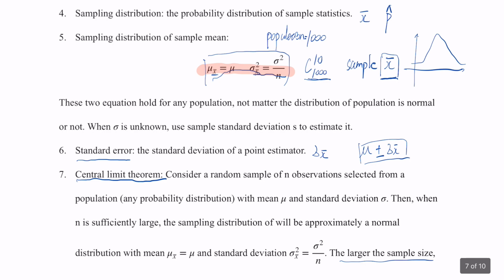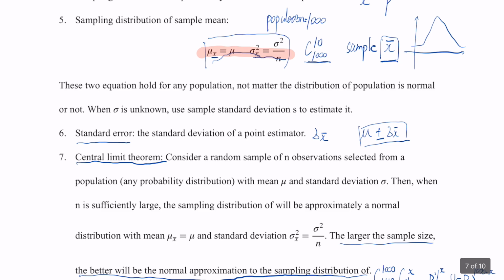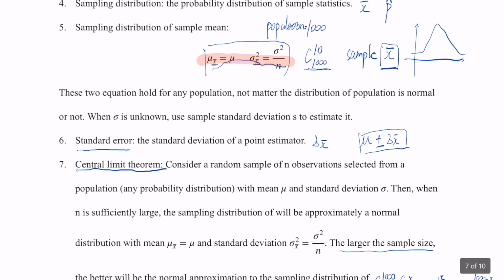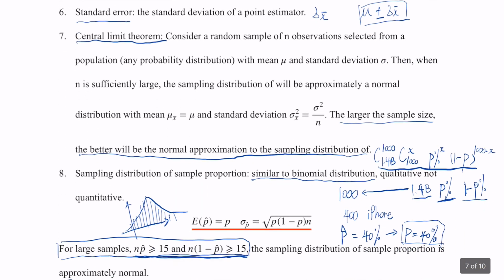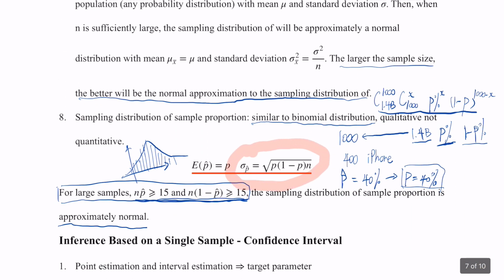And the problem the professor encountered in class is that she used the wrong standard deviation. Because we are studying sampling distribution, always use the standard deviation of the sampling distribution. Always use this.